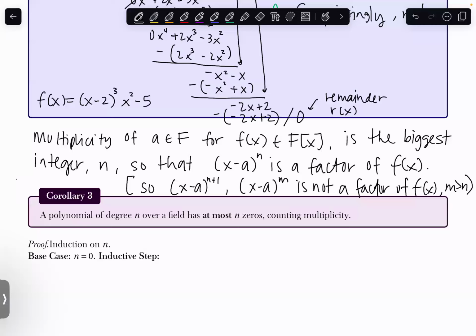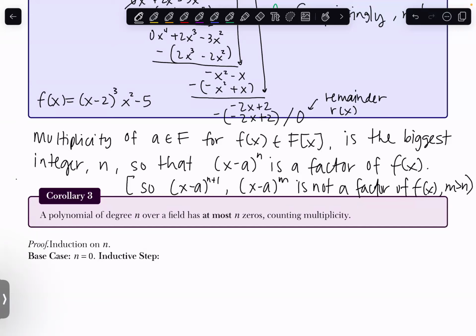Okay. So our goal here is to show that a polynomial of degree n over a field, which is just saying the coefficients come from a field, has at most n zeros. So this is really telling you that the degree is telling you the maximum number of zeros. It doesn't tell you that you have exactly that many zeros, but it's saying if you have zeros, n is the biggest number of them that you'll find up to multiplicity.